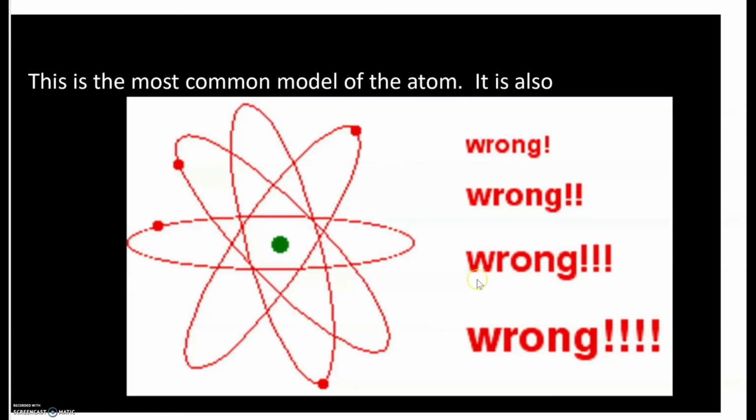Okay, so let's begin with what we're going to call orbitals. And this is the most common model. It's often referred to as the Rutherford model. Rutherford was one of the first scientists to deduce the location of the nucleus. And this model persisted for a while, but we've since come to learn that it is incorrect. And we're going to be using a model devised by Niels Bohr. So let's jump in.